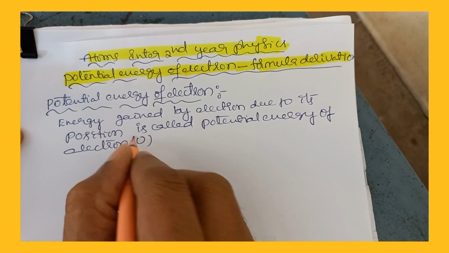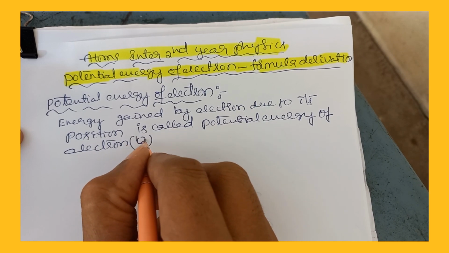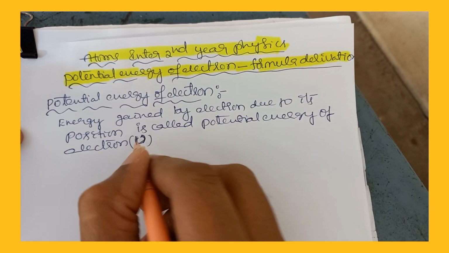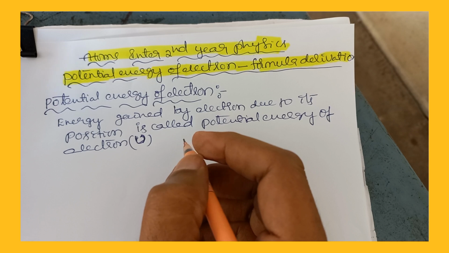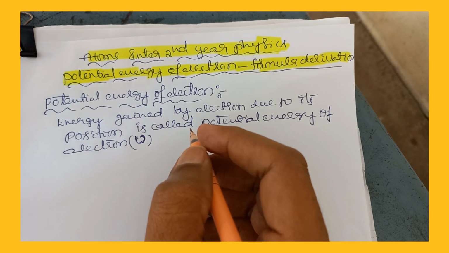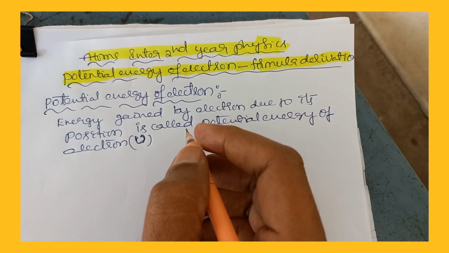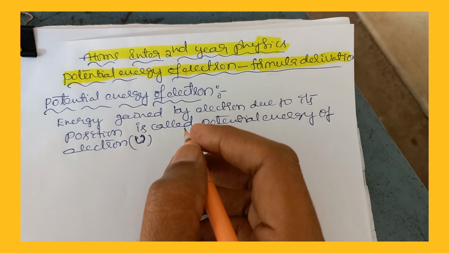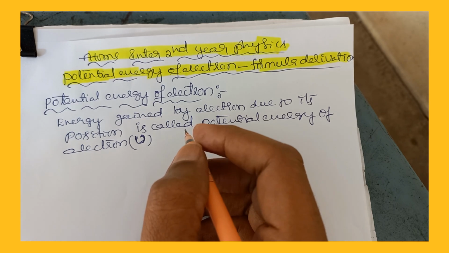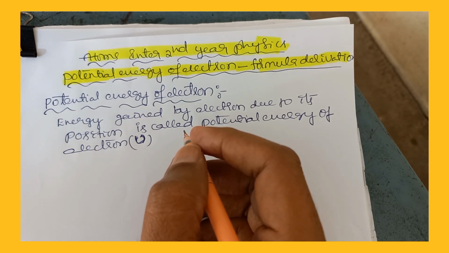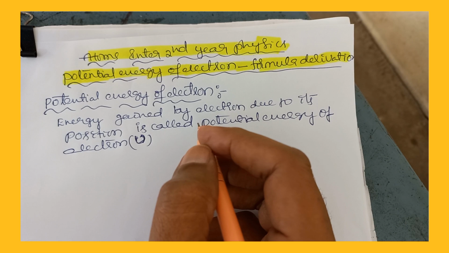so denoted by U. So you know electron is revolving around the nucleus, so in orbits. So due to nucleus, while it is revolving around the nucleus in orbits, with respect to its position, the electron will get energy which is called potential energy.